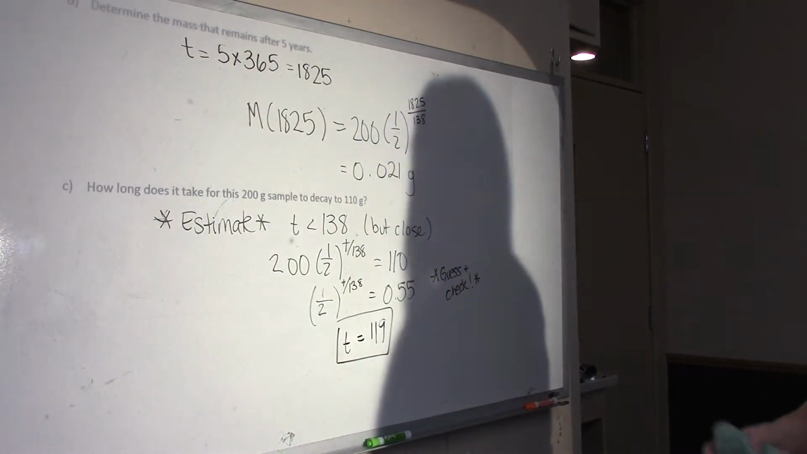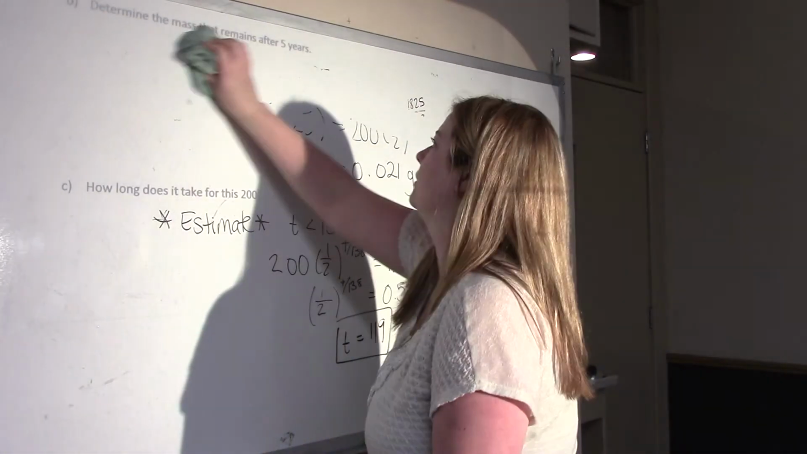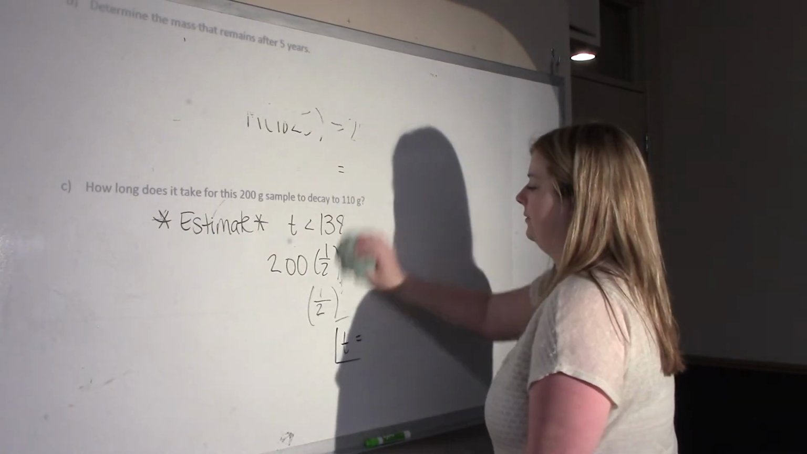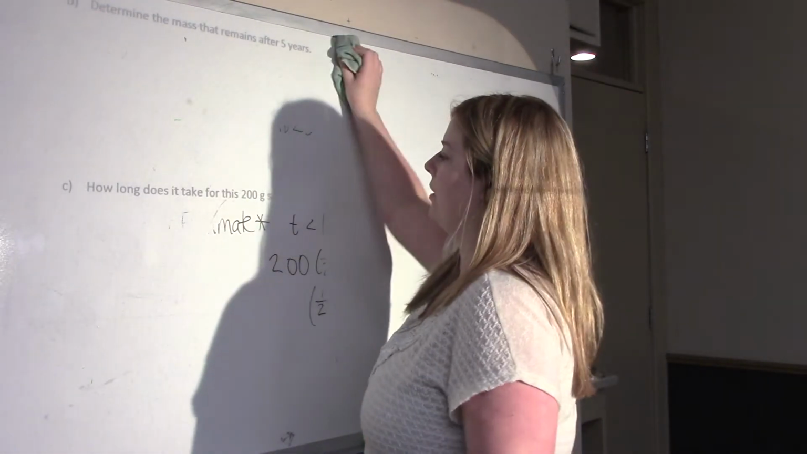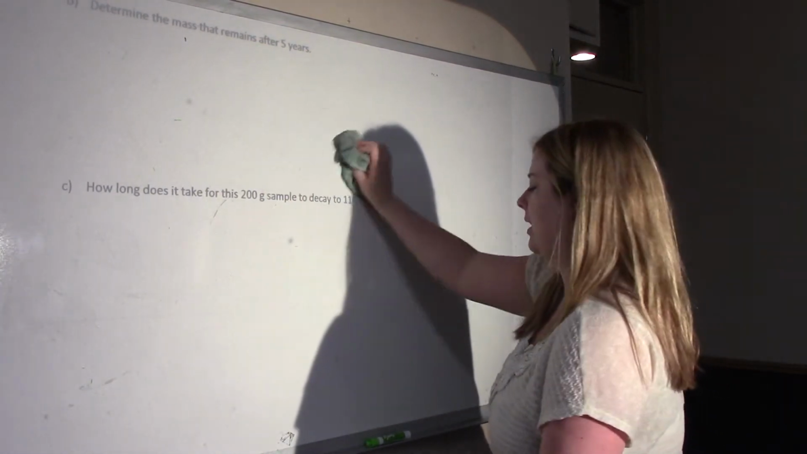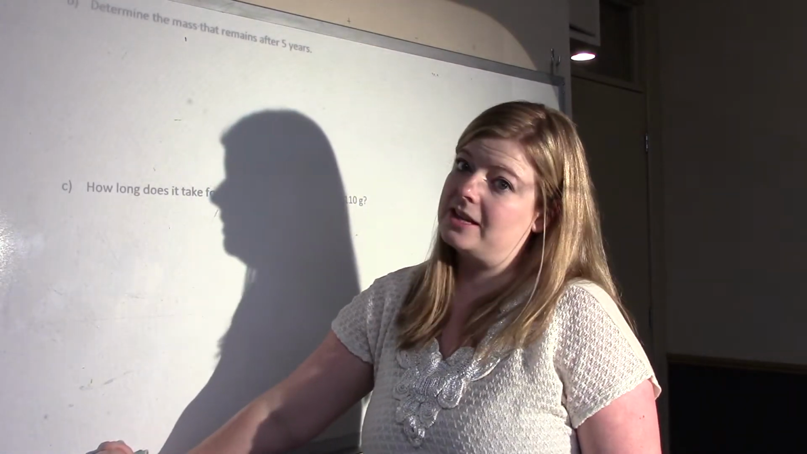So play around with it in your calculator. You'll see what different values of t will give you, and you can confirm for yourself that 119 is the closest, okay? But in grade 11, that's how you have to solve those problems, by estimating. Next year in grade 12, we'll learn how to find the exact value without having to estimate.